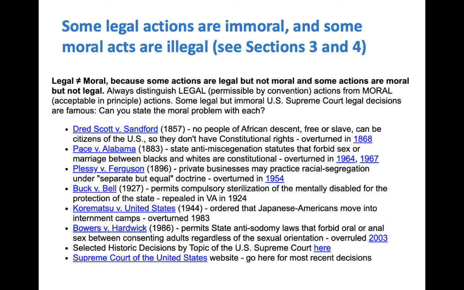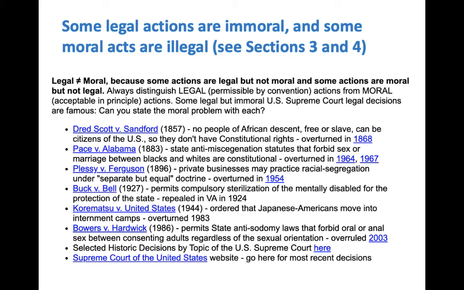For instance, there are in history, in American history at least, many cases of legal actions that are immoral, and there are moral actions that are illegal. Okay? Legal is not the same thing as moral because some actions are legal but not moral, and some actions are moral but not legal. And you want to distinguish between legal, permissible by convention, actions from moral, acceptable, and principled actions.